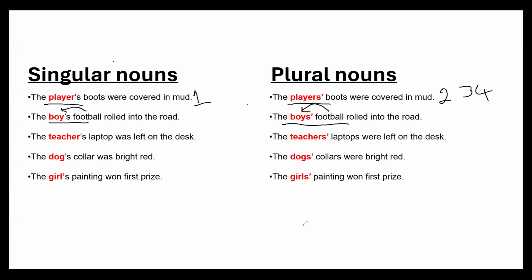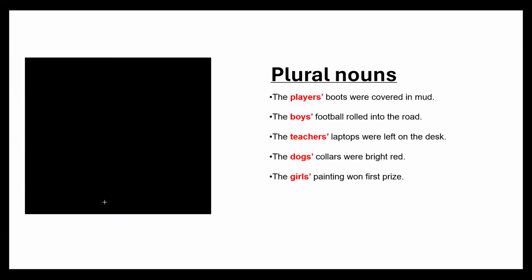Okay, so what I'd like you to do, guys, to end this session: do you think you can write for me a sentence in which the noun is plural? So take a look at the right hand side. What we need to do is write a sentence which involves a plural noun. In other words, more than one person. For example, we've got players, boys, teachers, dogs, girls. Can you write a sentence which has more than one person or thing? Yeah, we're talking about plural, so not just one.